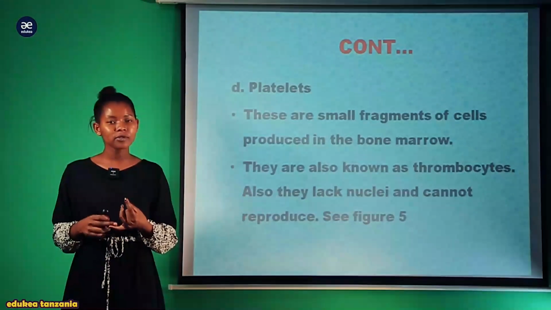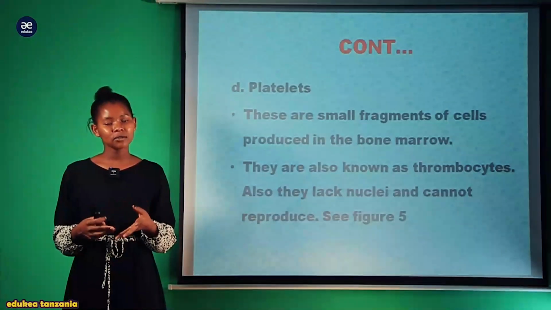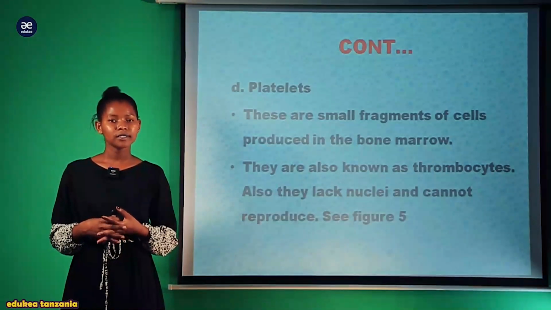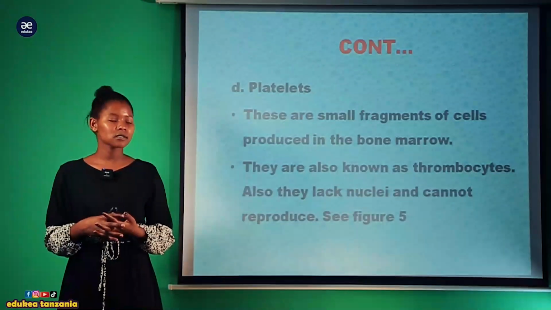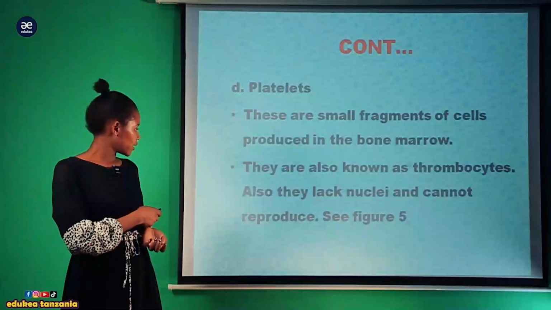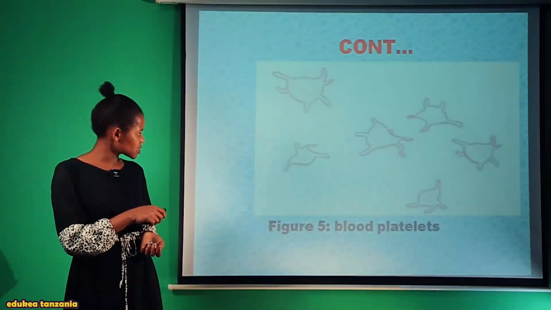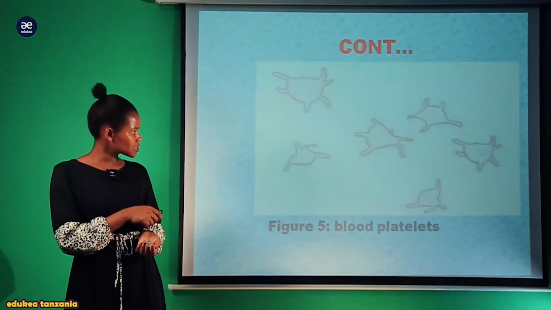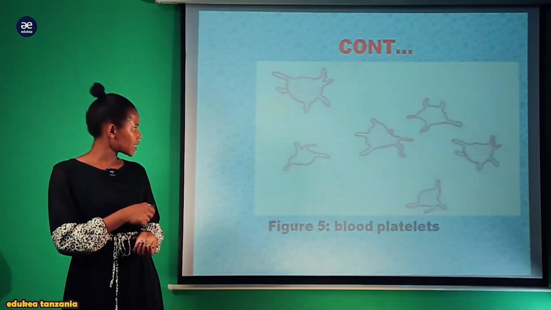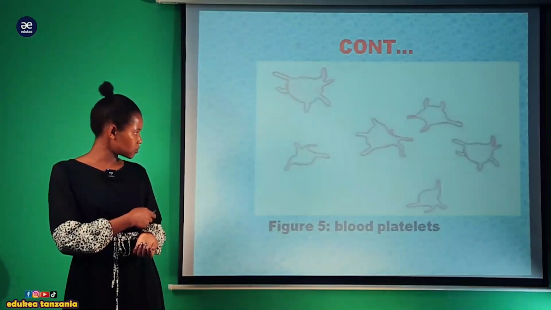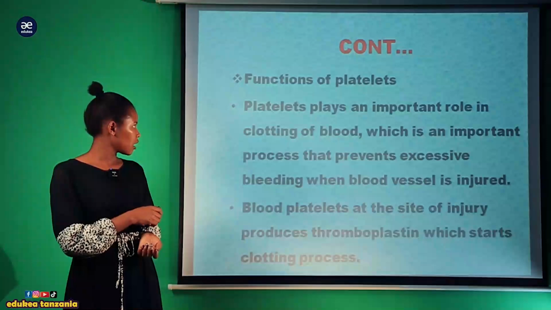Platelets haziwezi kureproduce kama hizo aina nyingine za cell. Pia ana lack nucleus also, and platelets we can call it on the another name ambayo tunaita ni thrombocytes. And now we are going to see this structure is a good example of blood platelets or thrombocytes. Wanazalishwa kwenye bone marrow, wana lack nuclei na pia hawana uwezo wa kudivide. Now we are going to look on the function of platelets.